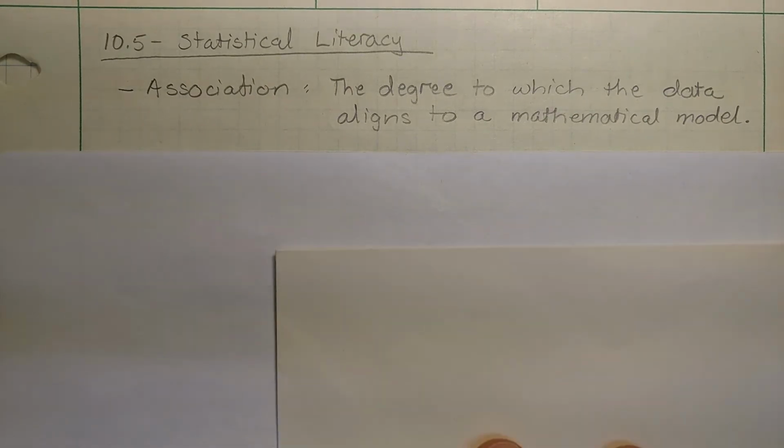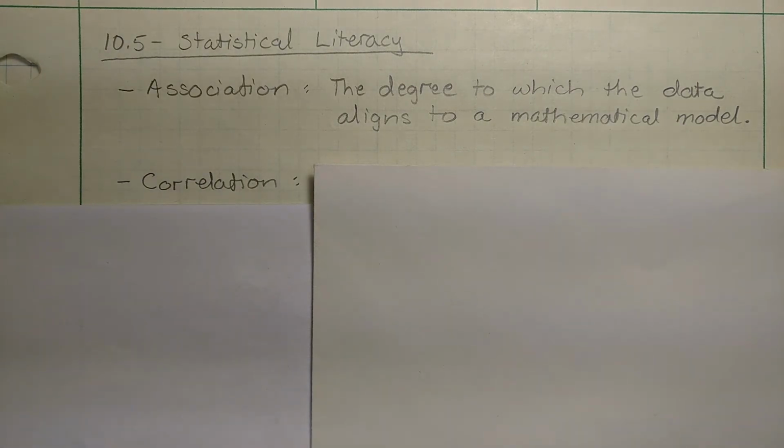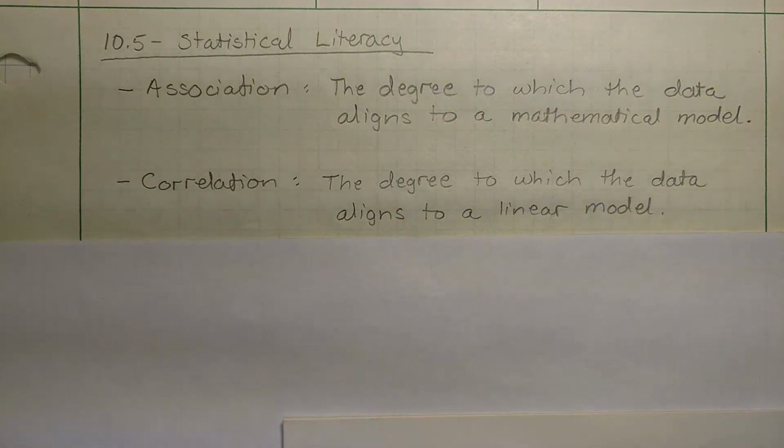All right, let's take a look at another term, correlation. When we say there's a strong correlation, what does that mean? It's the degree to which the data aligns to a linear model. So association is the degree to which it aligns to any model, and correlation refers particularly to how well it aligns to a linear model. That's an important distinction to make. Once again, correlation does not imply causation.